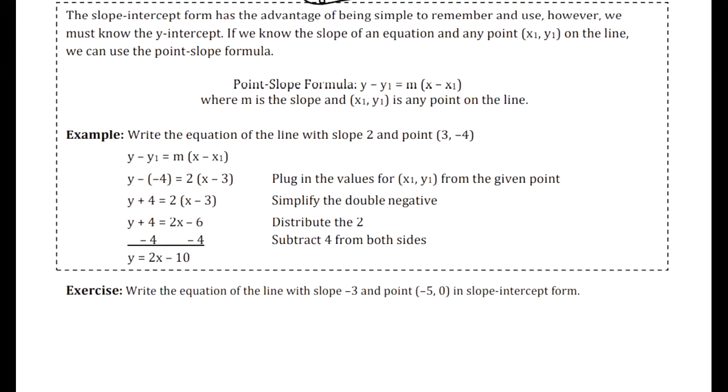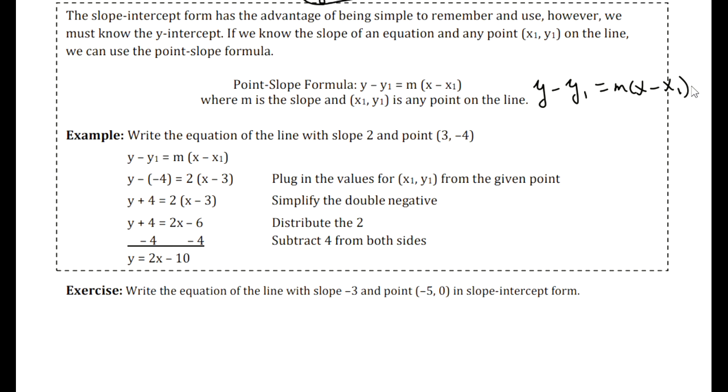Sometimes, though, instead of being given the y-intercept, we're given a point that's not necessarily a y-intercept. In that case, it can be very useful to use the point-slope formula for a linear equation. y minus y1 equals m times (x minus x1). So what this equation calls for is three numbers, x1, y1, and m, the slope. So x1, y1 will be the point that's given that lies on the line.